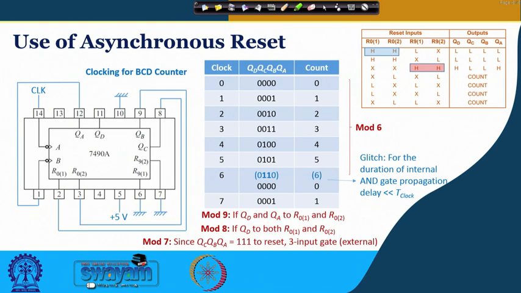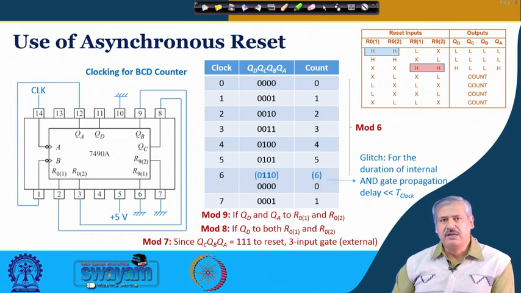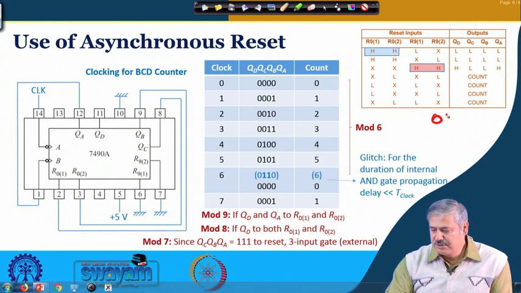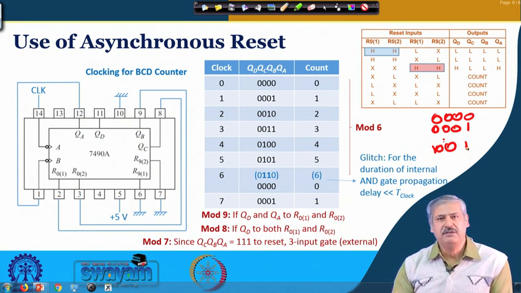So, let us see IC 7490A. We are already familiar with this IC. It is a mod 10 counter, and if we connect it appropriately, that means mod 2 followed by mod 5, then it acts like a BCD counter. BCD counter means it goes from 0000, 0001, up to 1001, that is decimal equivalent 9, then again it goes to 0000. That is what we know.